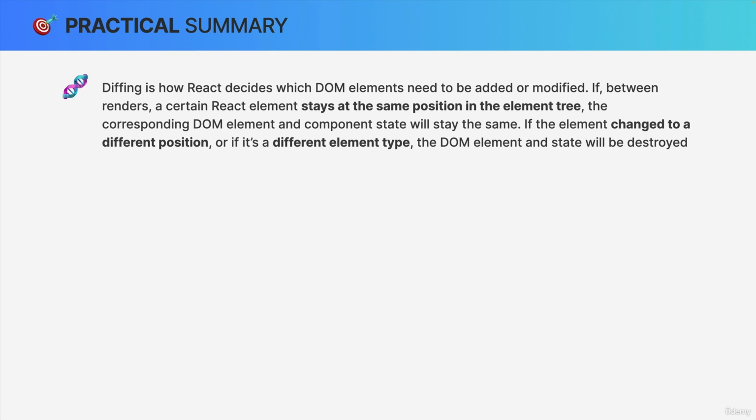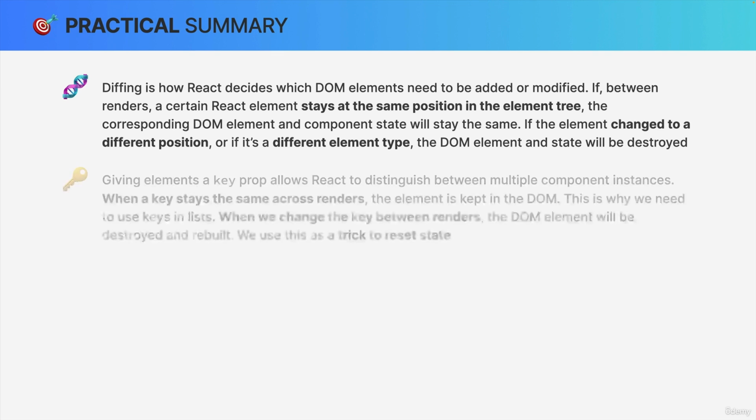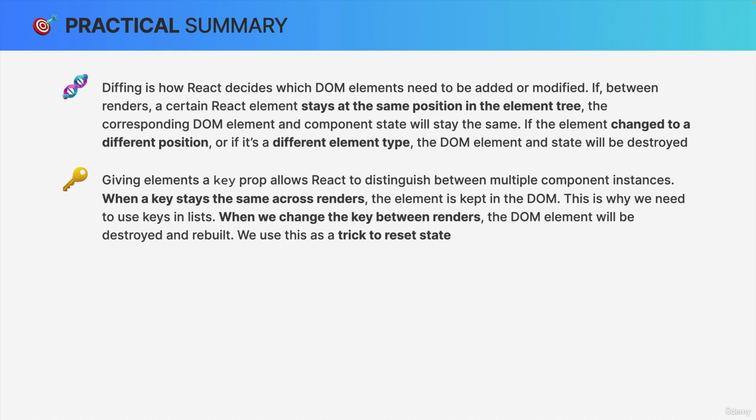So they will basically be reset. Now, one cool thing about the diffing algorithm is the fact that we can actually influence it by giving elements a key prop, which then allows React to distinguish between multiple component instances of the same component type. So when the key on a certain element stays the same across renders, the element is kept in the DOM even if it appears at a different position in the tree.